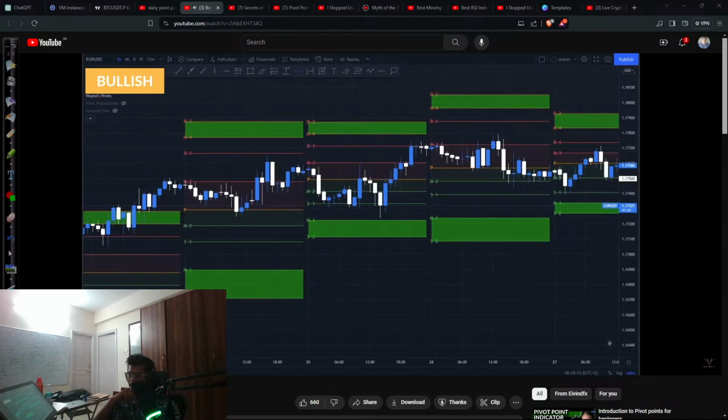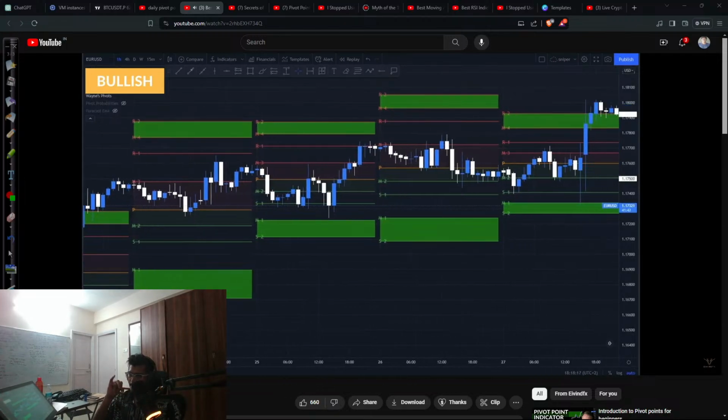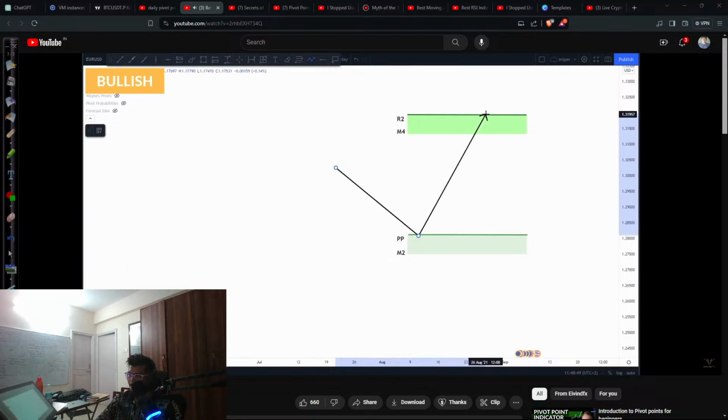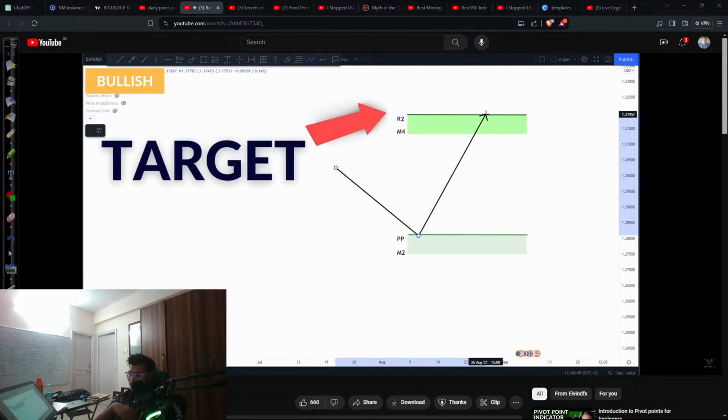In some cases, the market will be even more aggressive and never come to M2. It will come down to the central pivot. If price comes from above and reacts to the central pivot, you should target R2.